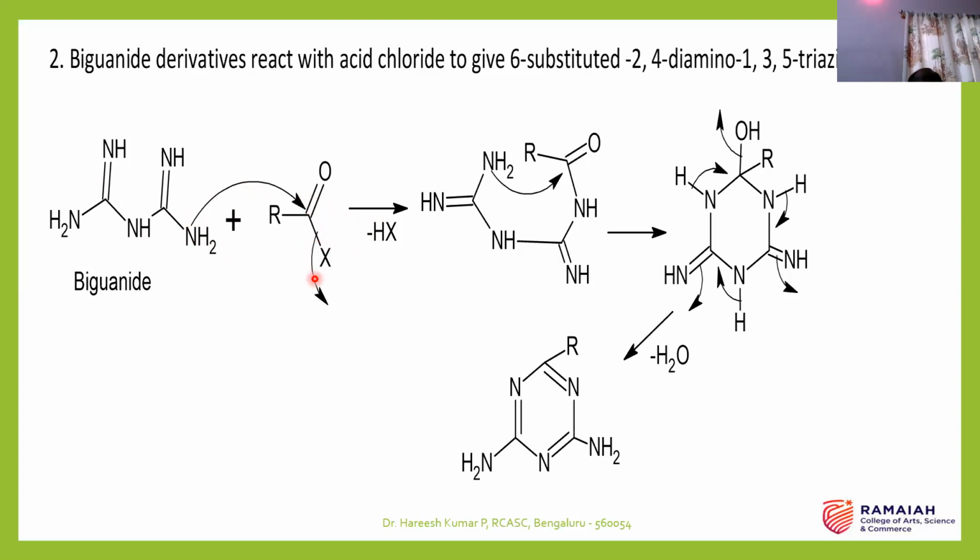This Cl will go out. So then what is the product formed? An intermediate product is obtained like this. Later on, the lone pair or the bond pair can attack this electron deficient carbon, forming a compound like this. And then later on, what will happen? It will aromatize.